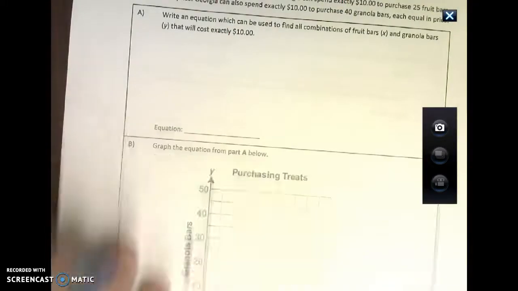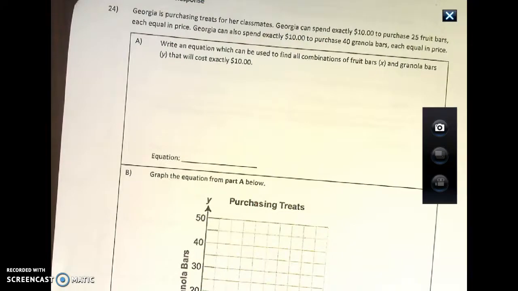All right, last part here. Georgia is purchasing treats for her classmates. Georgia can spend $10 to purchase 25 fruit bars, each equal in price. Georgia can also spend exactly $10 to purchase 40 granola bars, each equal in price. Write an equation that can be used to find all combinations of fruit bars, which are X, and granola bars that are Y, that will cost exactly $10.